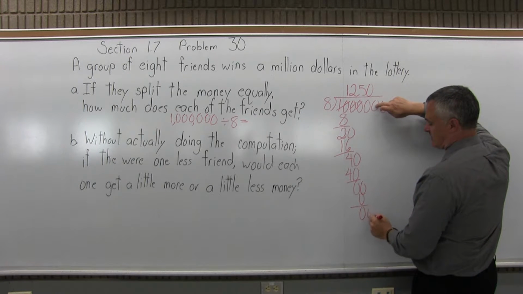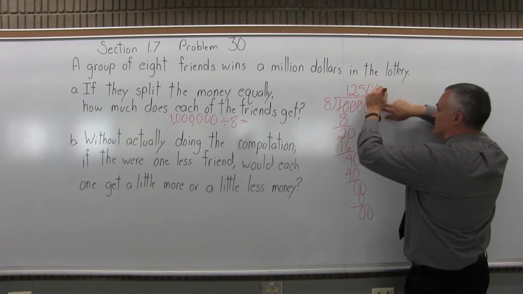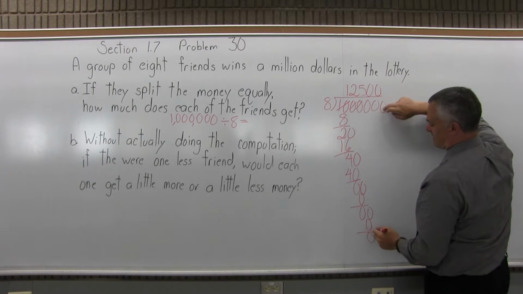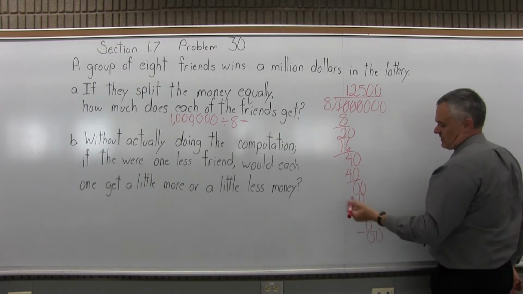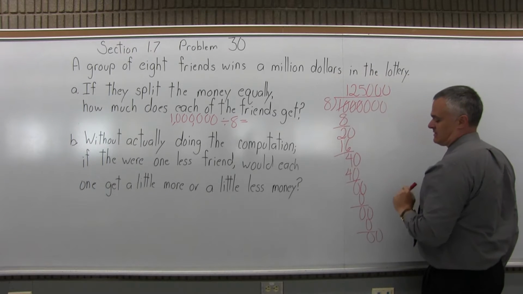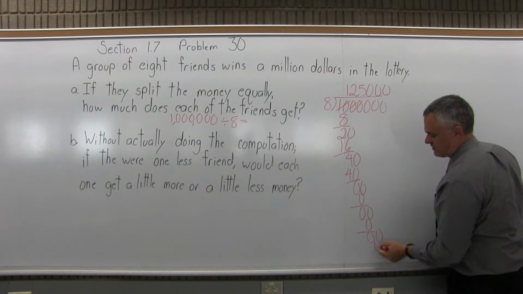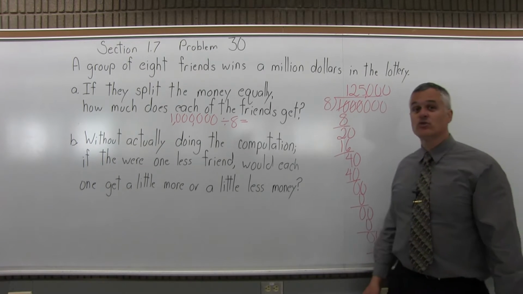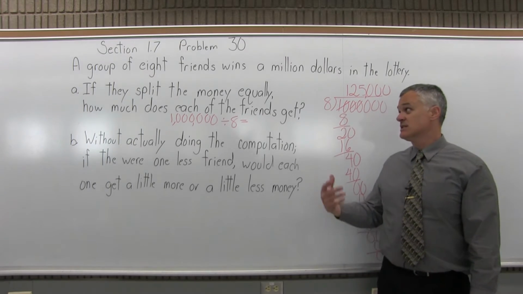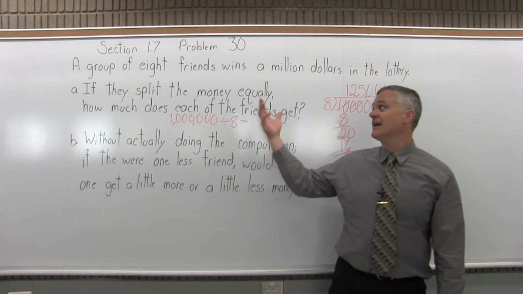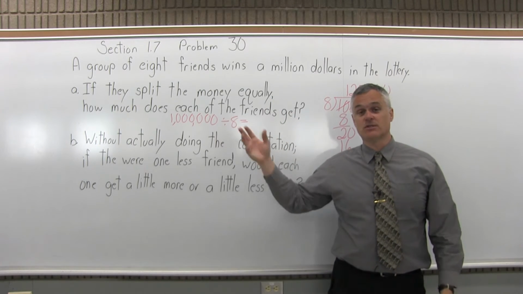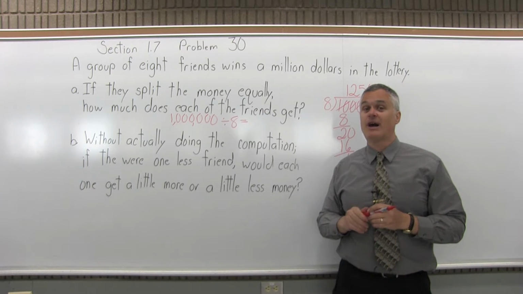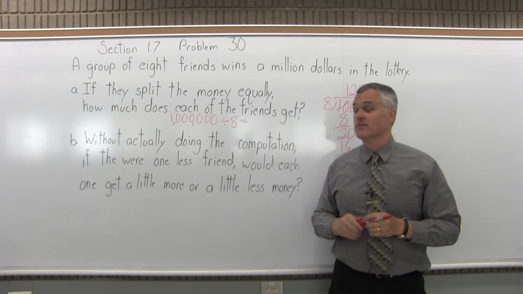I bring down the next 0. 8 fits into 0 0 times. 0 times 8 is 0. Subtract, get 0. Bring down the last 0 finally. 8 still goes into 0 0 times. 0 times 8 is 0. Subtract, have a remainder of 0, fits in evenly. So the answer is 125,000. This is money, so it's $125,000. If 8 people win $1 million and share it equally, each of those 8 friends gets $125,000. It's quite a bit of money.